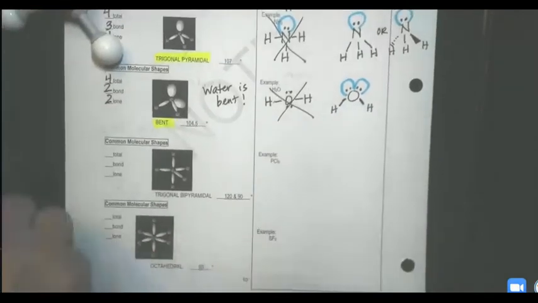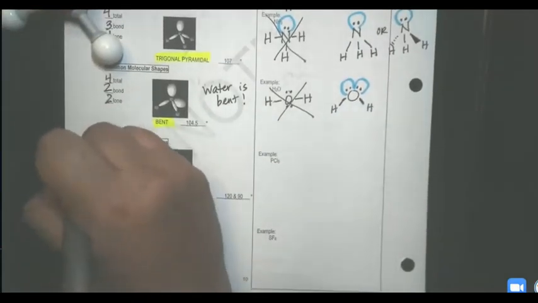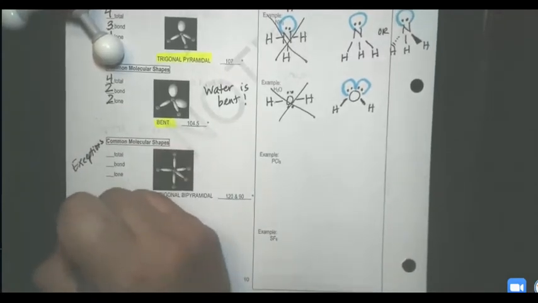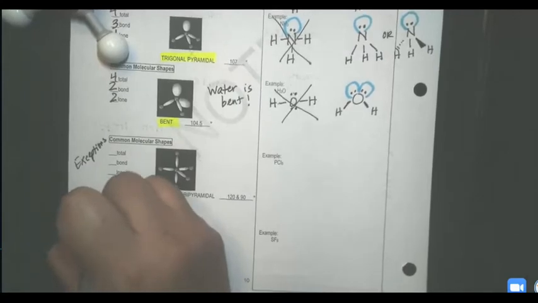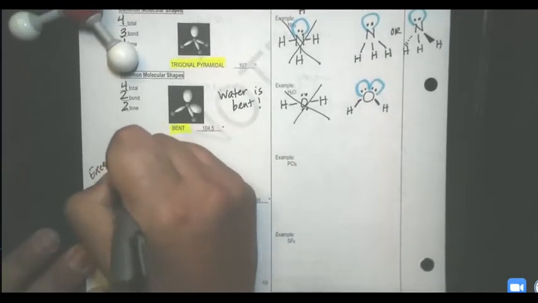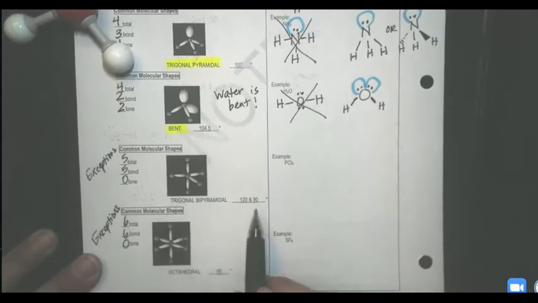Okay? The last two are pretty easy because these are the exceptions. And so this is the shape no matter what, because these are the only possibilities when you have 5 or 6 things attached. So this is 5 total, 5 bonded, no lone pairs. 6 total, 6 bonded, no lone pairs. So PCl5. PCl5 is called trigonal bipyramidal.